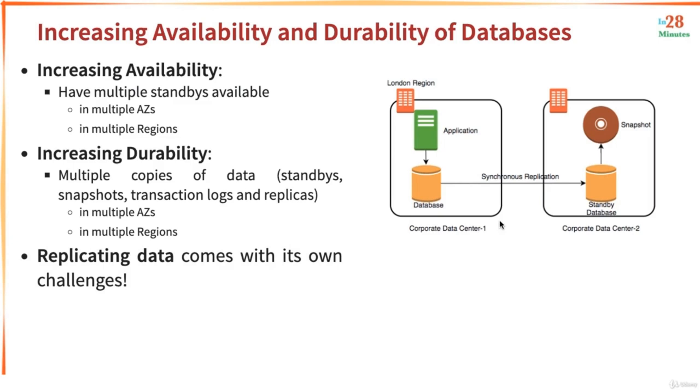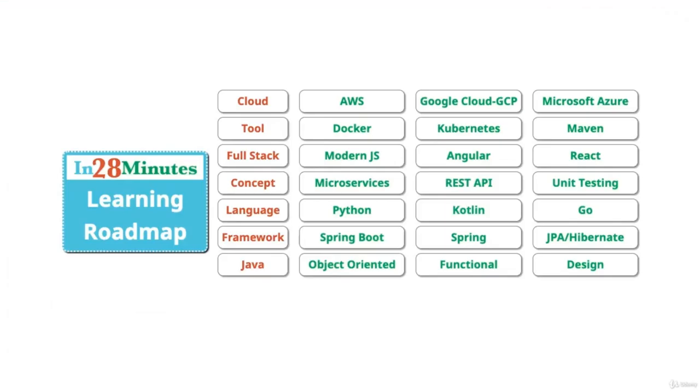The thing is, replicating data also has its own challenges. We'll talk about all these when we get to them a little later. The idea behind this step was to give a high-level picture of availability, durability, and what are the different things you can do to increase availability and durability of databases. I'll see you in the next step.